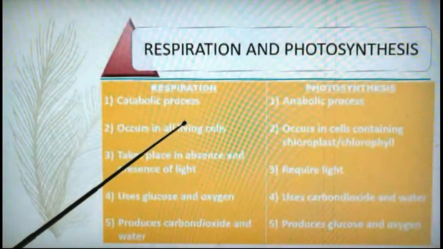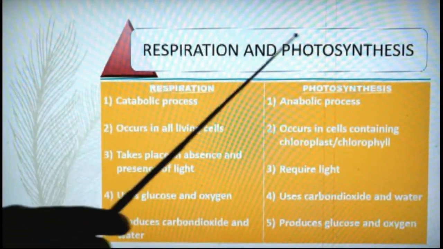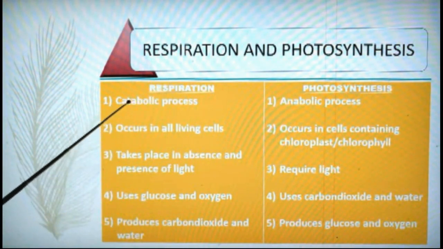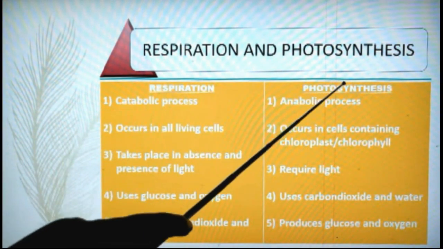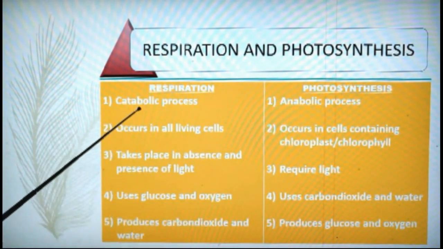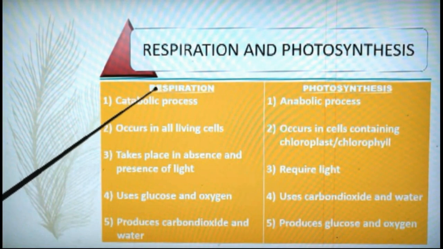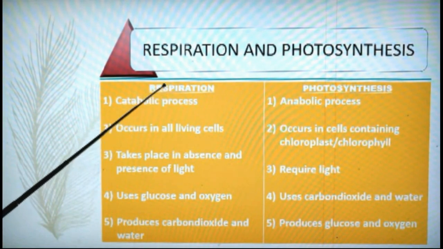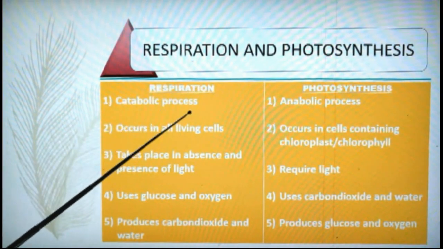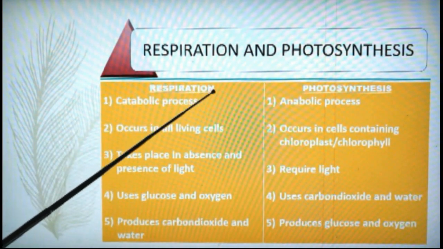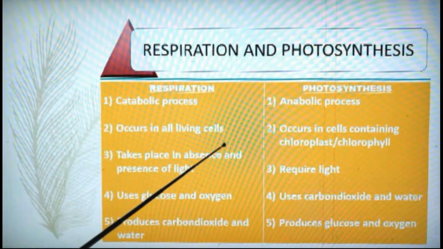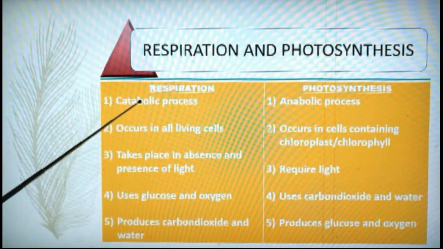Next we can see the differences between respiration and photosynthesis. Respiration is a catabolic process while photosynthesis is an anabolic process. What is meant by this catabolic process? Hope you all know what takes place during respiration. That means the glucose gets broken down in the presence of oxygen and energy is released. A breaking down process takes place here, so it is known as the catabolic process.